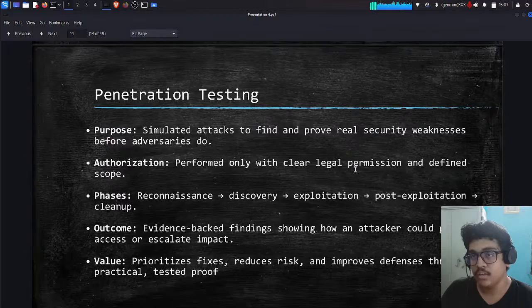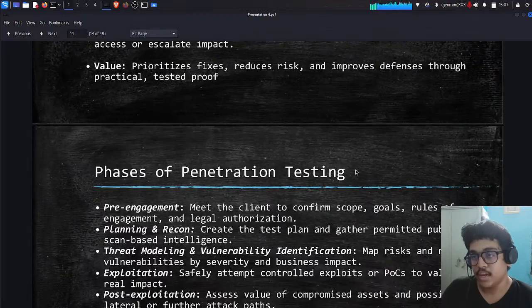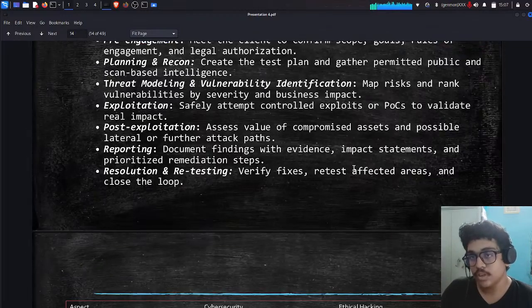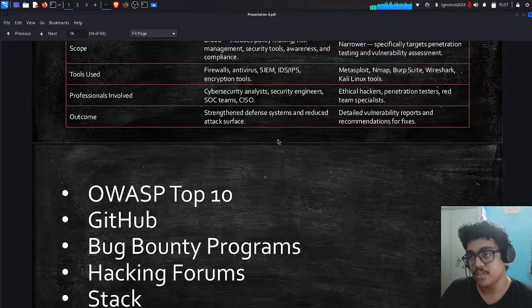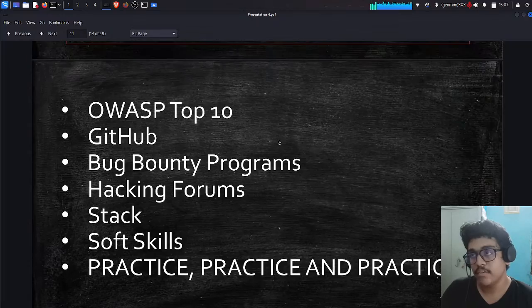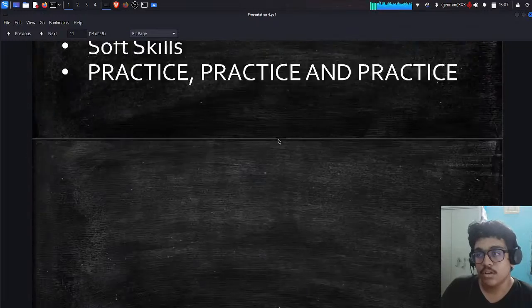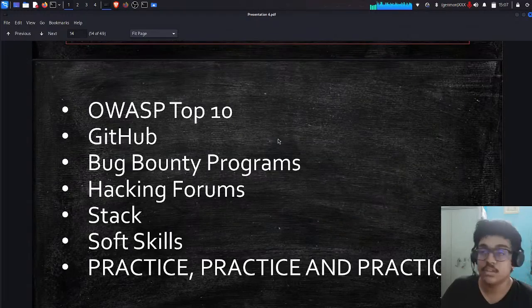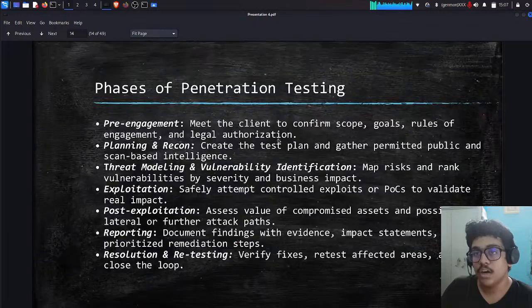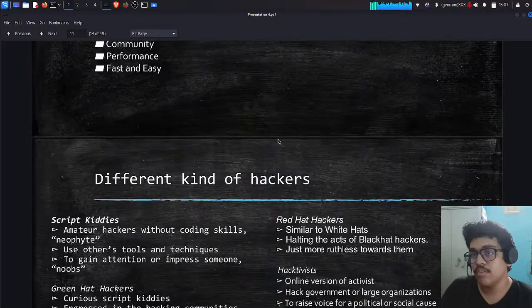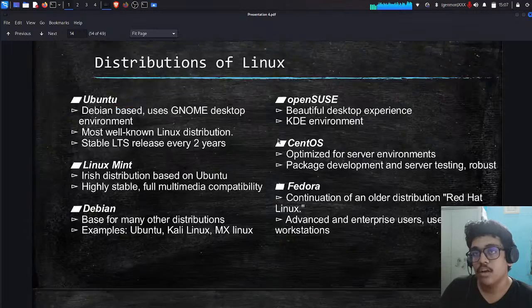Then phases of hacking, penetration testing, our main work, phases of penetration testing, and the difference between cybersecurity and ethical hacking, and we are through. I think I have not covered the cyber attacks part. We will discuss them in the next session.